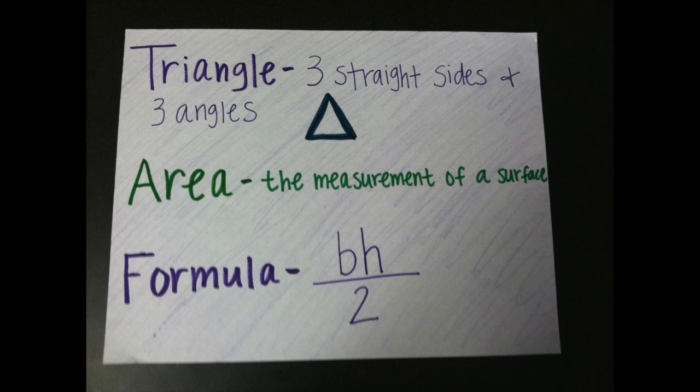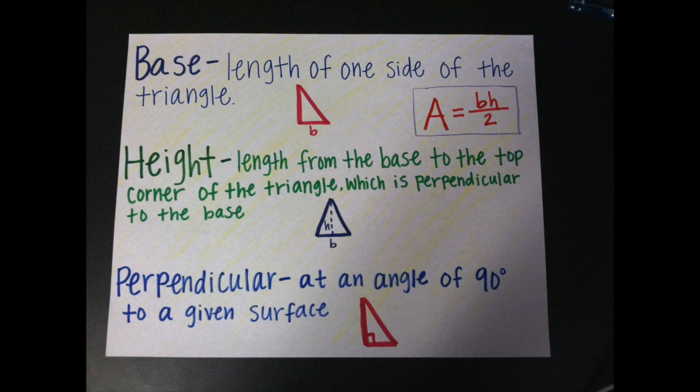And you're probably asking, what is the base and the height, and what does it mean to divide by 2? Well, the base is the length of one side of the triangle, and it's usually the bottom. And the height is the length from the base to the top corner of the triangle, which is perpendicular to the base. So in my picture, you can see the dotted line. It shows the height, which is the length from the base to the top corner of the triangle, which has to be perpendicular to the base.